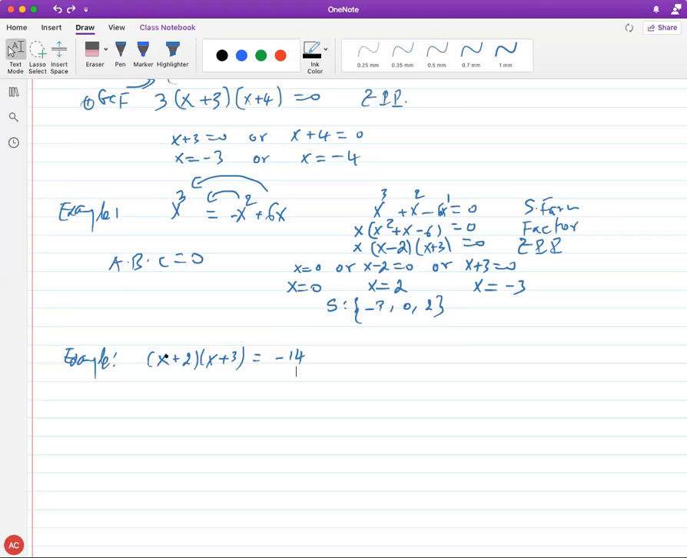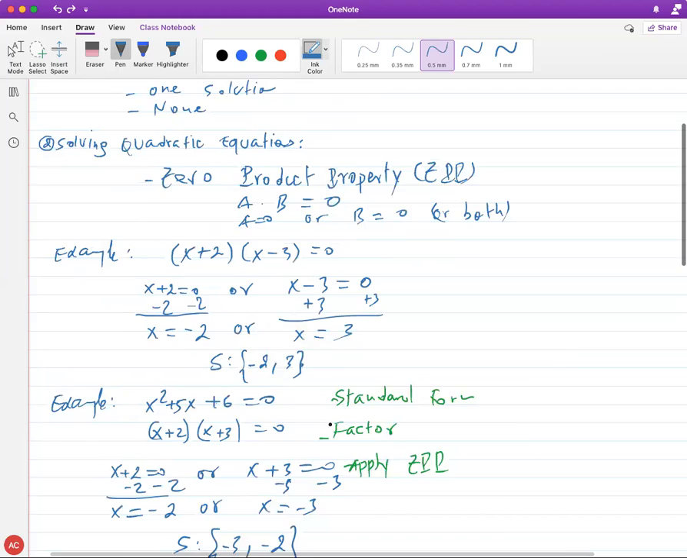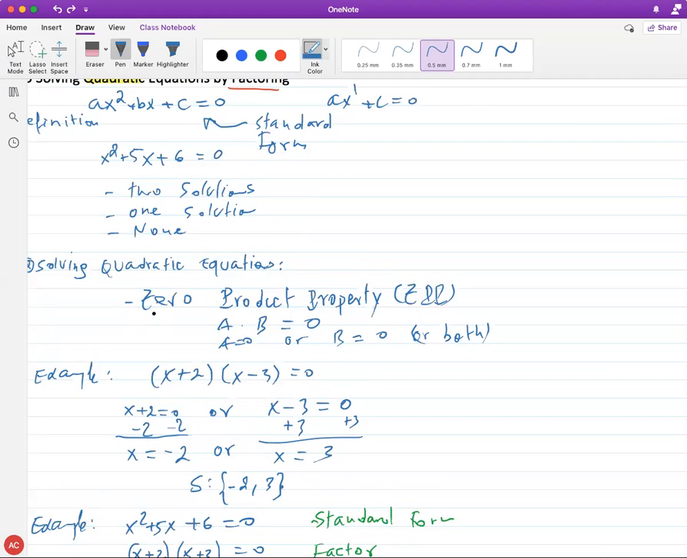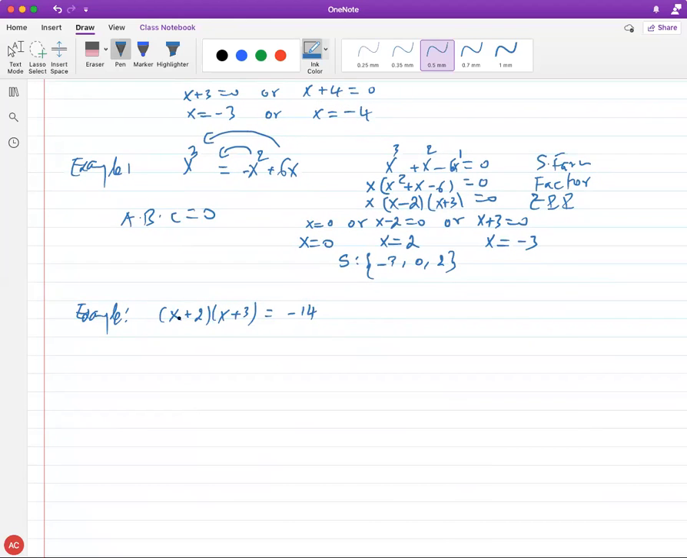Can we use the zero product property right away? No, we cannot. Why not? Because it's not equal to 0. That's right. So you cannot turn this into 2 equations right away unless we have 0 here. It's called the zero product property for a reason. There has to be a 0 on the other side. If you don't have 0 here, this does not apply. So here we cannot go ahead and turn this into 2 equations right away because of this.